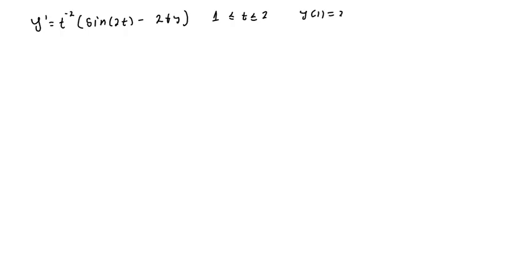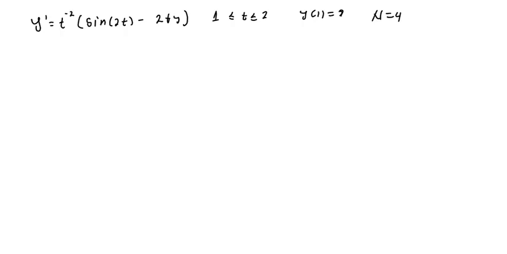So the differential equation that we are given is y prime is equal to t squared. It's actually t to the power minus 2, in the brackets we have sine 2t, minus 2ty. Another piece of information we're given is the interval, so t is between 1 and 2. Then the initial condition is y of 1 is equal to 2. You're also given that n is equal to 4.